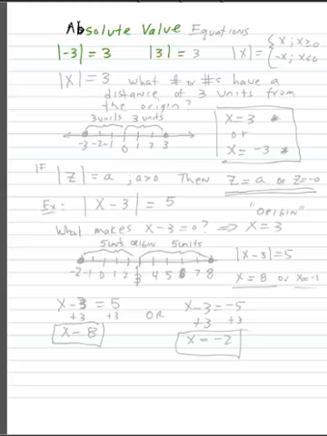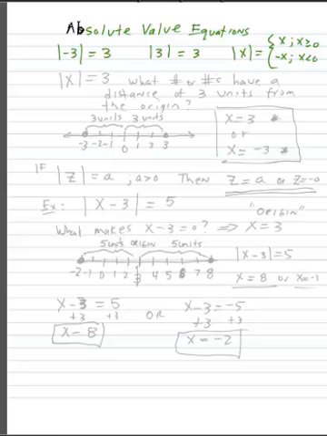Likewise, the absolute value of +3 is asking how far is +3 away from the origin. +3 is 3 units away from the origin, so the absolute value of +3 is 3 as well. In general, we have the absolute value of x is either x itself if x is greater than or equal to 0, and the opposite of x if x is less than 0.